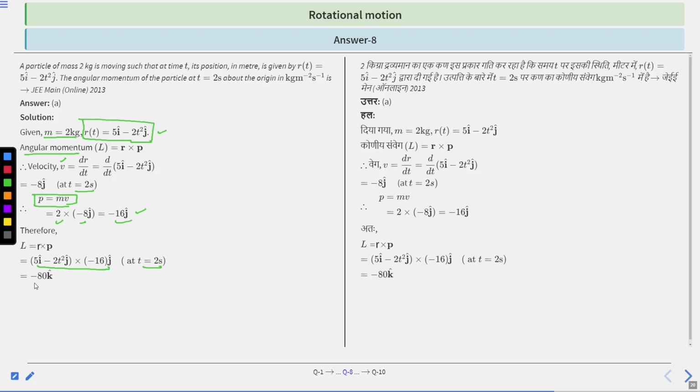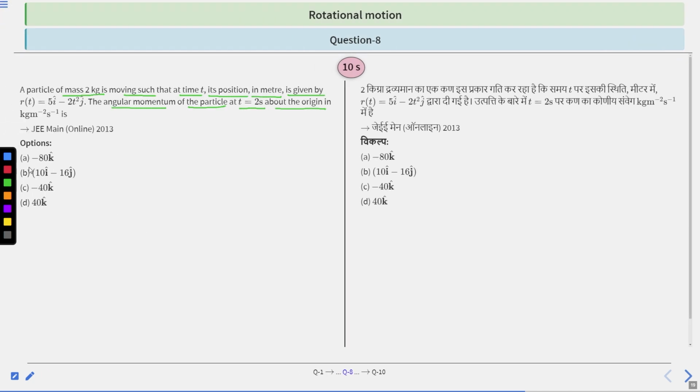So the final answer is minus 80 k. So the correct answer is minus 80 k. Option A is correct. Clear? Next question.